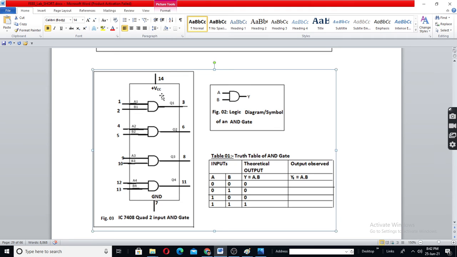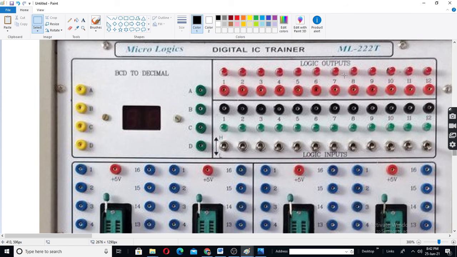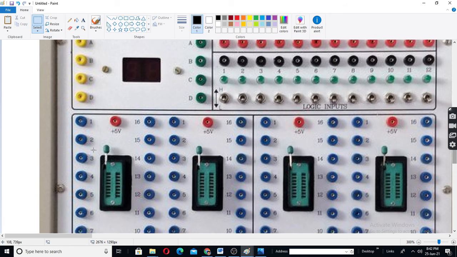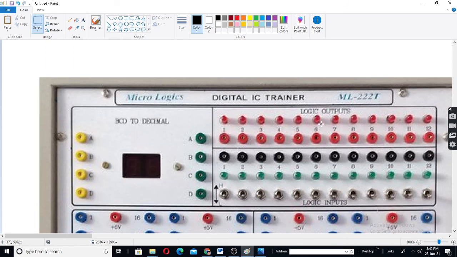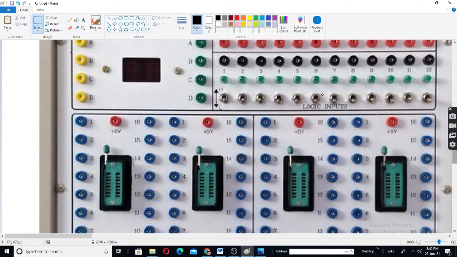Plus 5 is also called plus VCC. Then connect pin number 1, 2, 3. 1 and 2 to inputs, logic inputs. 3 to outputs, output indicator. Actually, this should be called output indicators. Output is not here. Output is actually at this particular point. So here what we have to write is actually logic input and logic output indicators. Okay, logic inputs are here. You apply input here. Right.